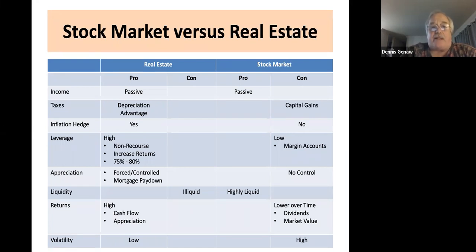Inflation hedge: real estate is a good inflation hedge. Usually as inflation goes up, so do wages, generally, not always, but generally. So then rents can go up and compensate, and it tends to be a good hedge on inflation when you invest in multifamily real estate. Stocks, not so much. Stocks go up for other reasons, not necessarily strictly due to inflation, so they're not necessarily a good inflation hedge.